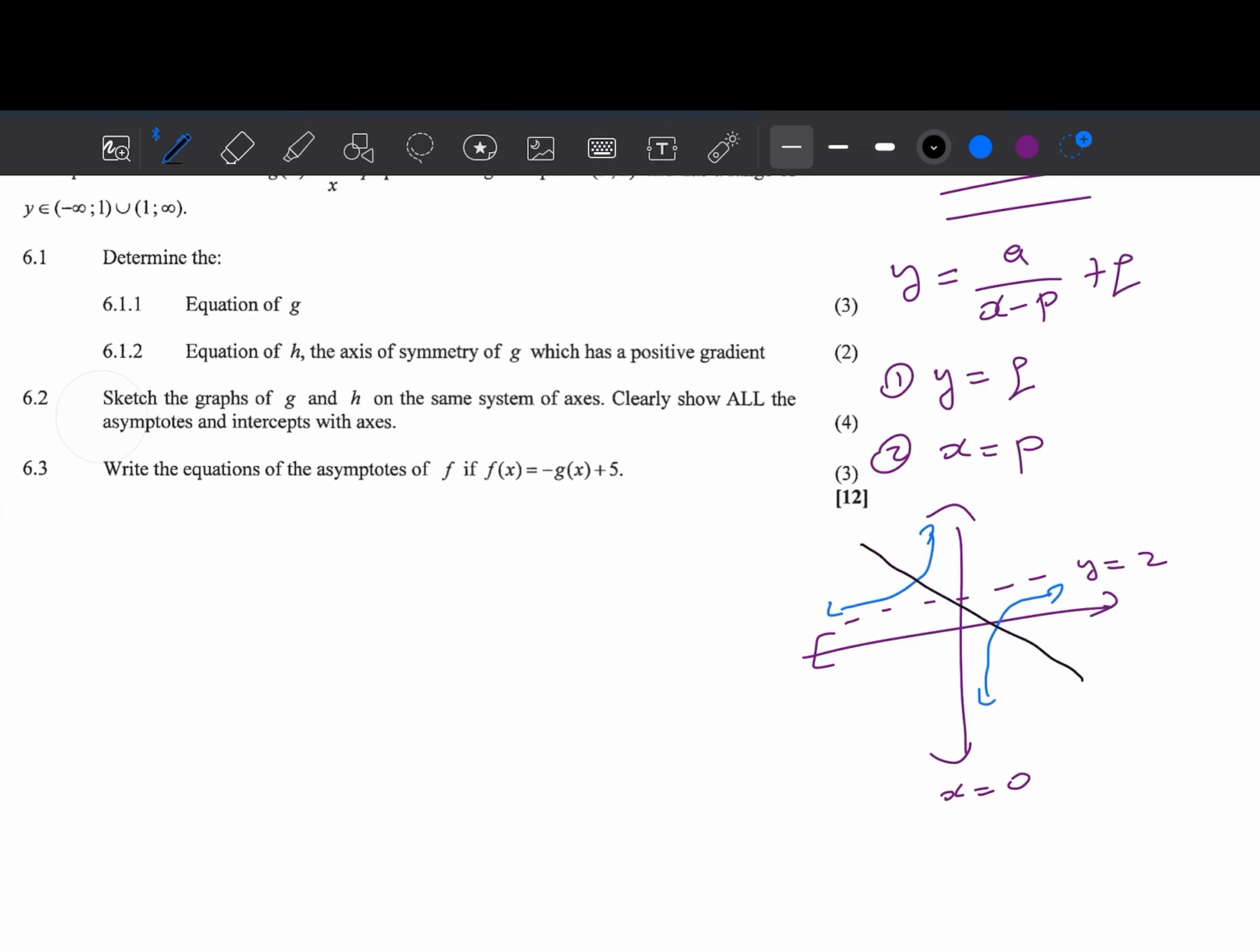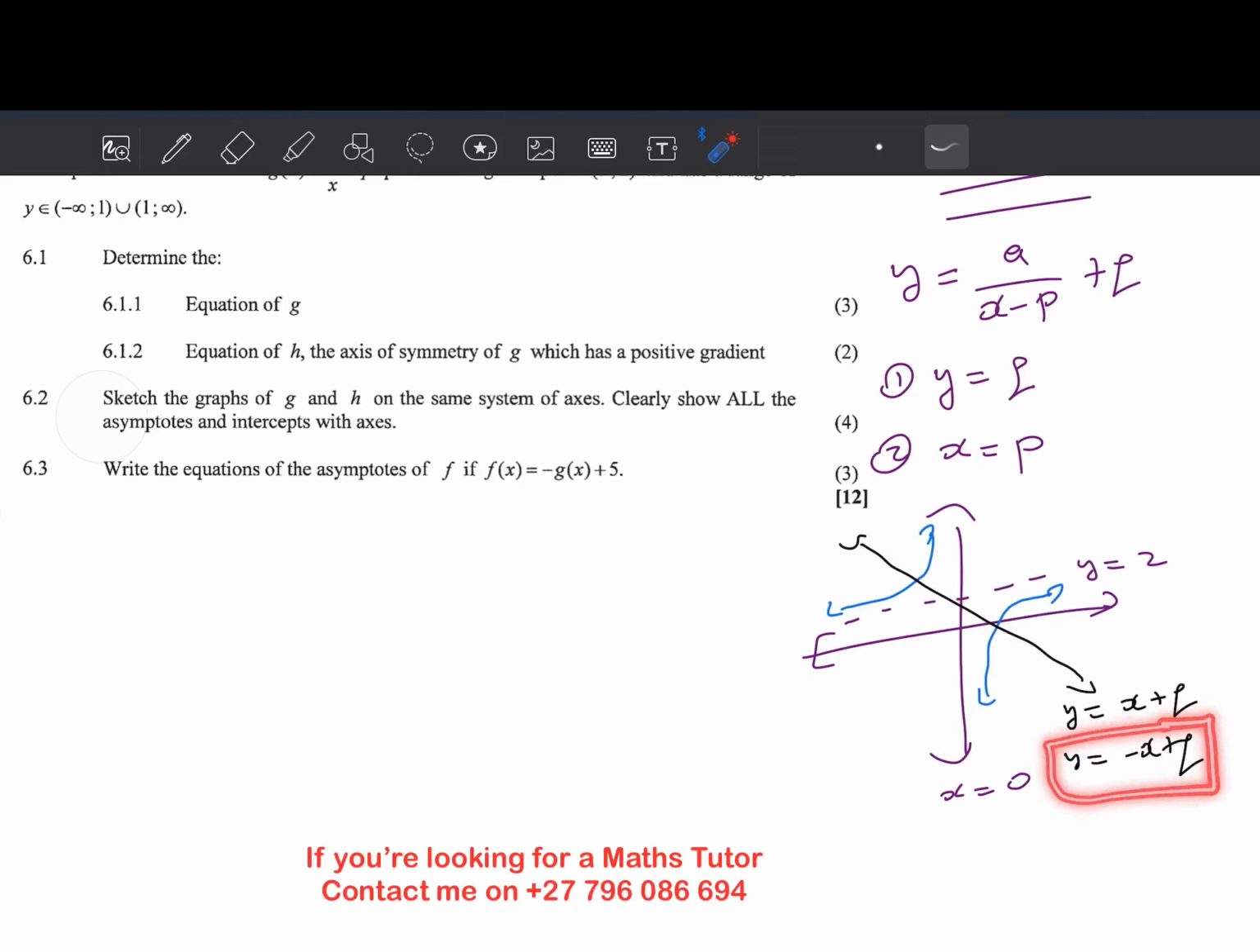This line here is what you call an axis of symmetry. This line basically says y is equal to x plus q. It can be positive or it can be negative. If it's negative, that means your line is decreasing. As you can see, this line is decreasing, so therefore your axis of symmetry is this one. If it was increasing like this, therefore your axis of symmetry will be that one.